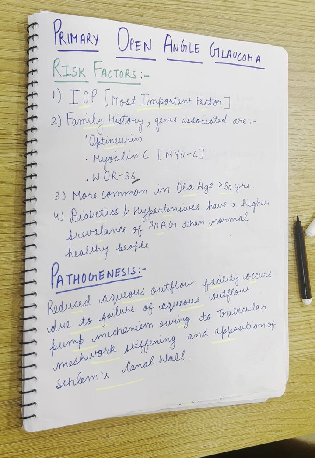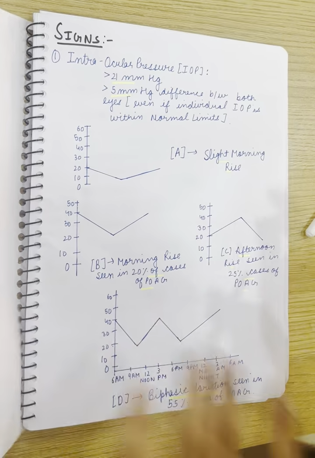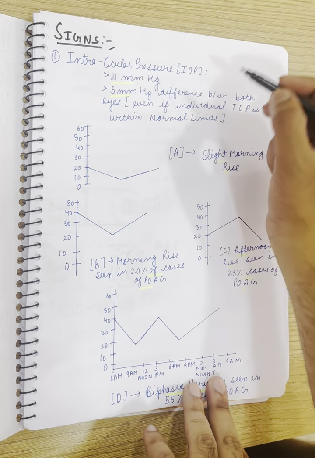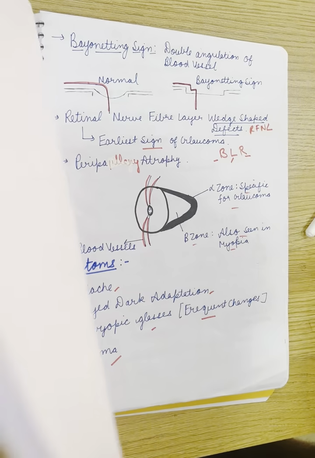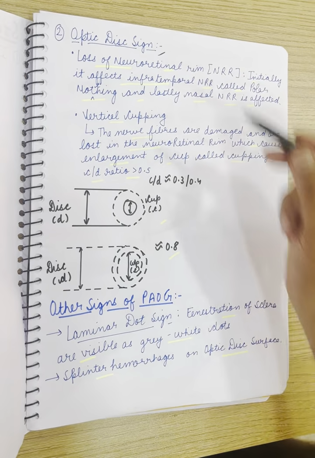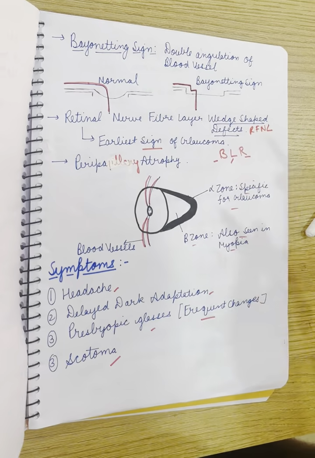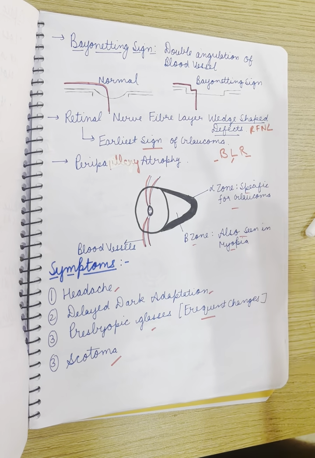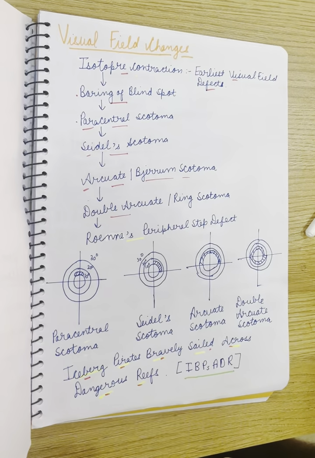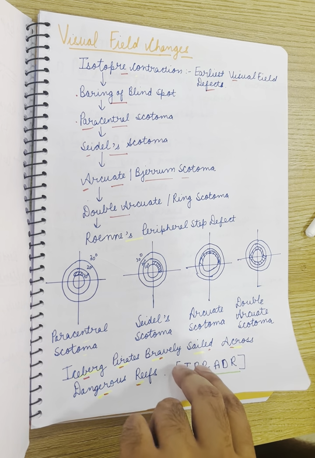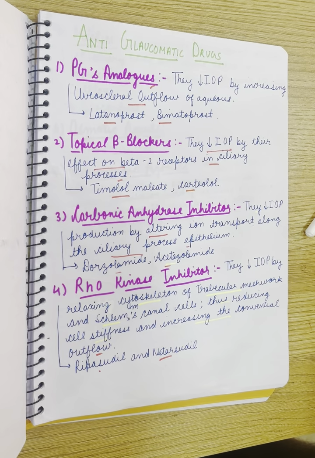So let's start. Firstly, we have divided the chapter into two videos. In this first video, we'll learn about the risk factors, the pathogenesis, and the signs, where IOP is a very important sign. Then we'll learn about the optic disc signs and the laminar dot signs, the bayoneting sign, the retinal nerve fiber layer defects, and the peripapillary atrophy. Then we'll learn about the symptoms.